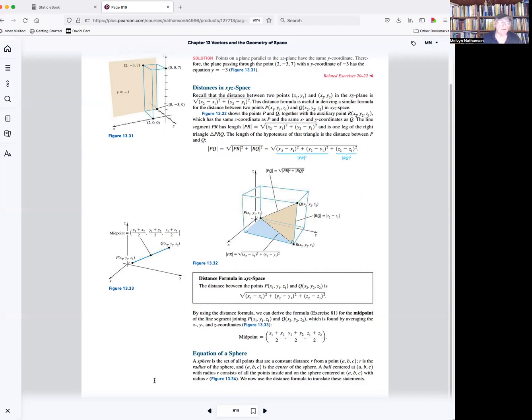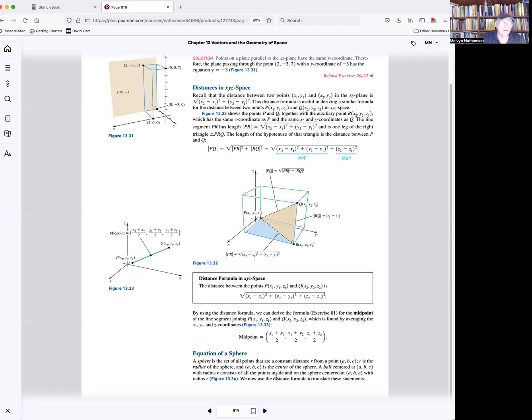Just the way we have circles in the plane, we have spheres in three-dimensional space. So a sphere is a set of all points. So remember, a circle is all points that are a certain fixed distance from a point in the plane. A sphere is a set of all points that are a certain fixed distance, r, from a point in three-dimensional space. And r is called the radius of the sphere. And the point, let's say the point is (a, b, c), is the center of the sphere.